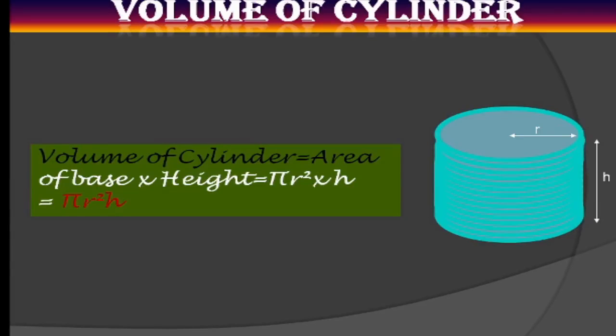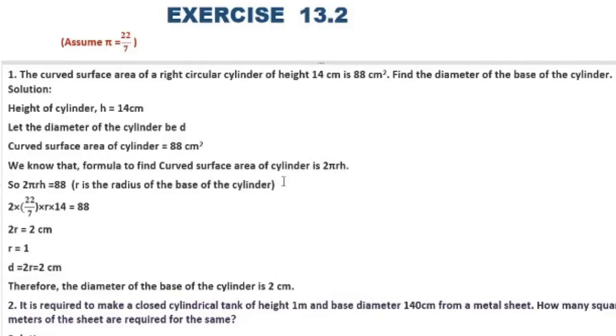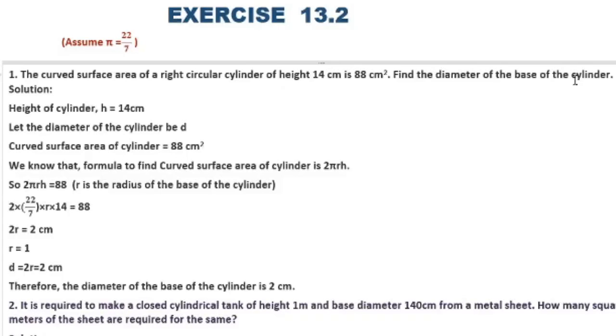So here we have learned the curved surface area, the total surface area, and the volume of a cylinder. Now we can look at some questions given in the NCERT book. Here I will explain the first 3 questions of exercise 13.2. The first question: the curved surface area of a right circular cylinder of height 14 cm is 88 cm square. Find the diameter of the base of the cylinder. The height is given as 14 cm.